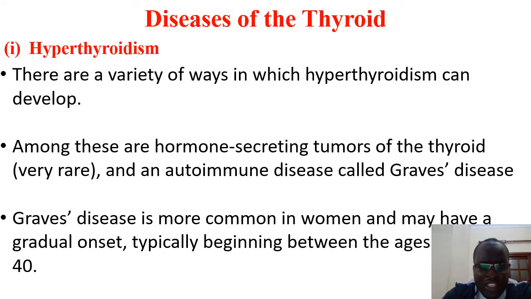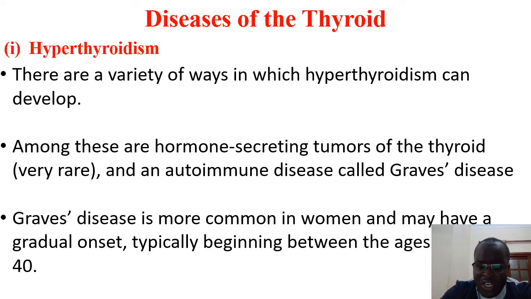There are a variety of ways in which hyperthyroidism can develop. So what can cause hyperthyroidism? Among these are hormone secreting tumors of the thyroid gland itself. This condition is very rare. So it's very rare to have a tumor within the thyroid gland that is producing a lot of thyroid hormones. It happens, but it's very rare.